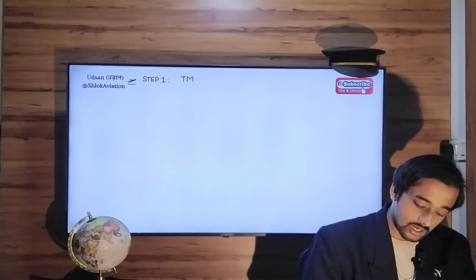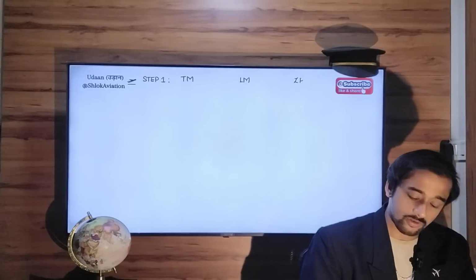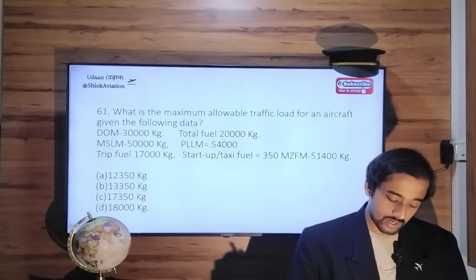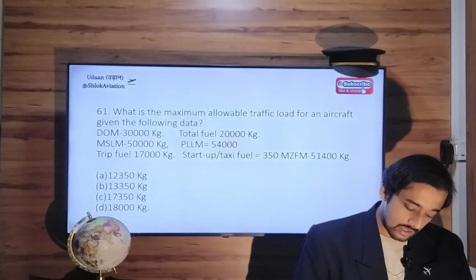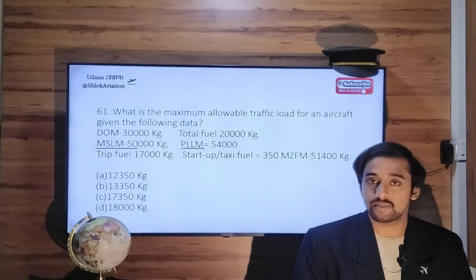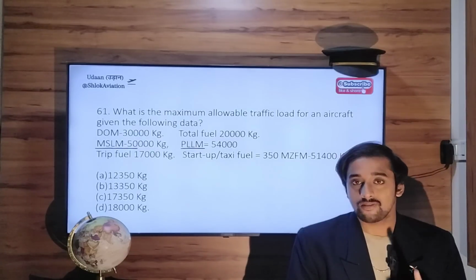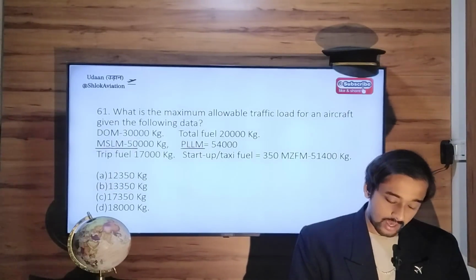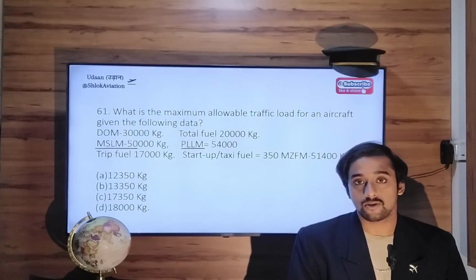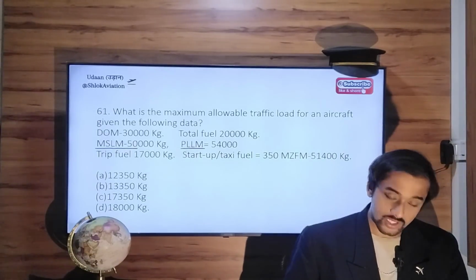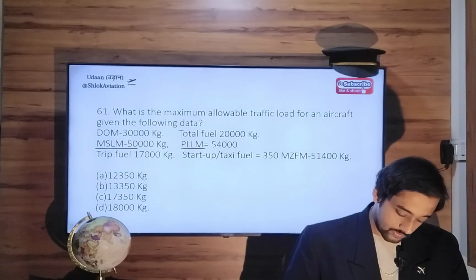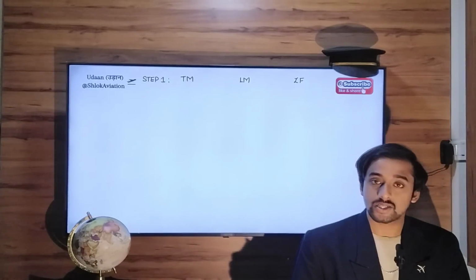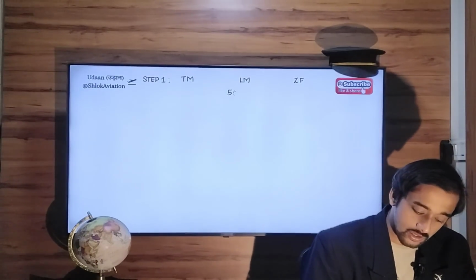Let's start with step 1, in which we draw three columns, one for takeoff mass, another for landing mass, and the third one for zero fuel mass. Now in this question we have not been given any takeoff mass value, but we have been given maximum structural landing mass and performance limited landing mass. Between these two masses we will select the landing mass which has a lower value, and that is the maximum structural landing mass with a weight of 50,000 kg, lower than 54,000 kg, which is the performance limited mass. So in the column of landing mass, I am going to write down 50,000 kg.